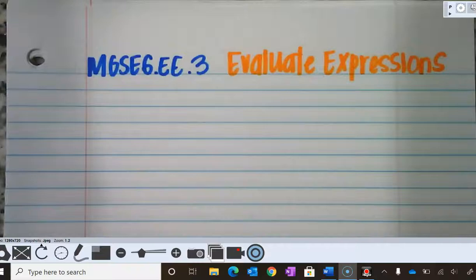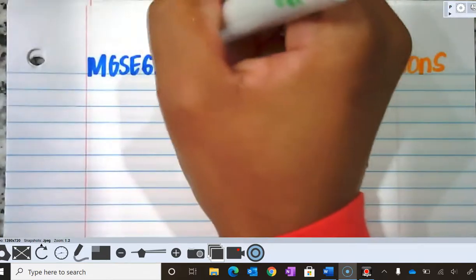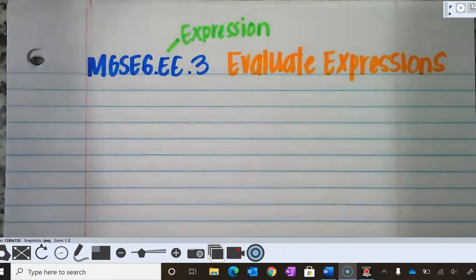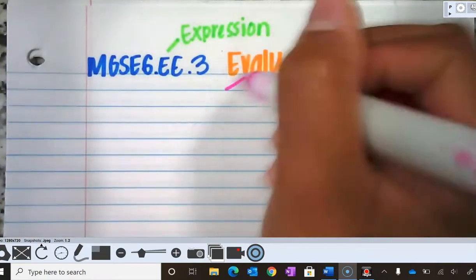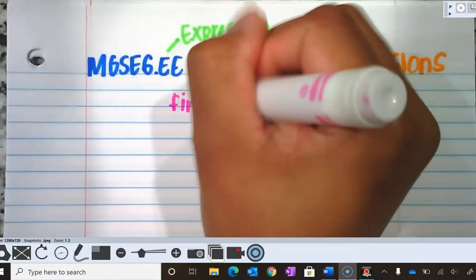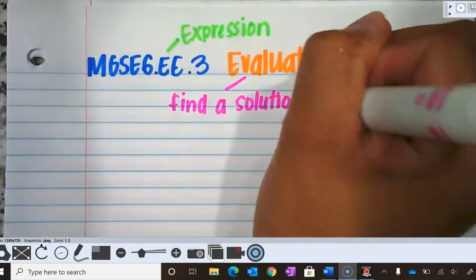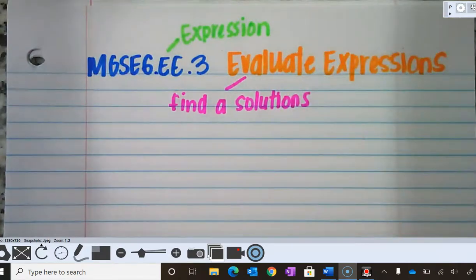All right, we are moving on in our notes. We're going to be talking today about evaluating expressions. This is our standard. We are in our unit for expressions. And so, evaluating expressions, what does this mean? Well, the word evaluate means that we are going to find a solution. So you should have your paper out, taking these notes so that you can be prepared for the practice.